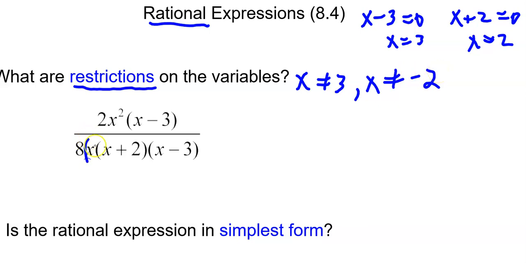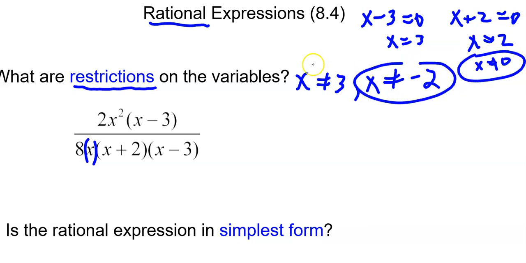And then this is actually a factor here, so we're going to set that factor x equal to 0. Solve, well, it is equal to 0, and so x can't equal 0. So there are really three restrictions here: x can't equal 3, can't equal negative 2, and x can't equal 0. Because if they did, the graph would be undefined there. The graph would be not continuous at those points, discontinuous.